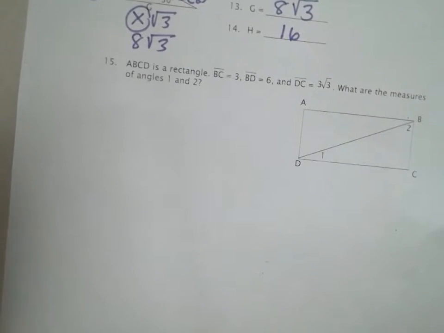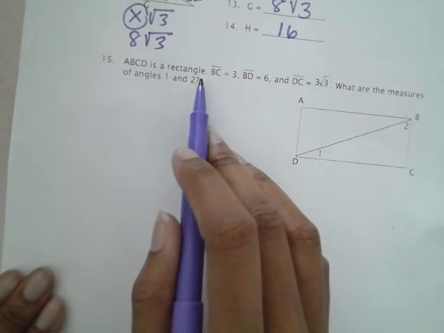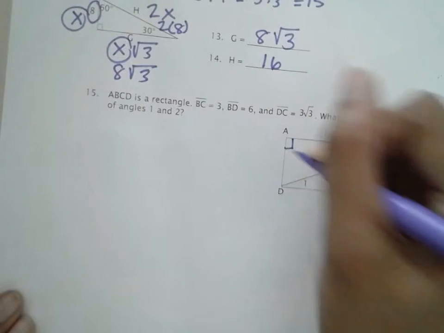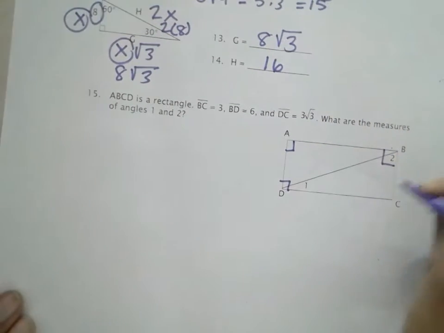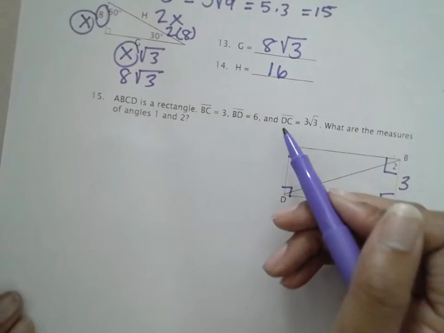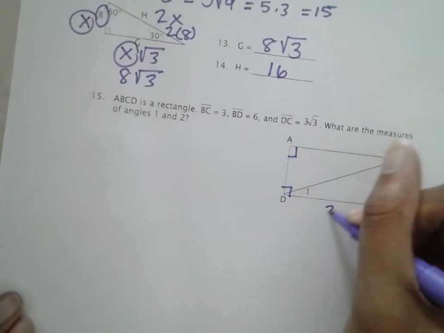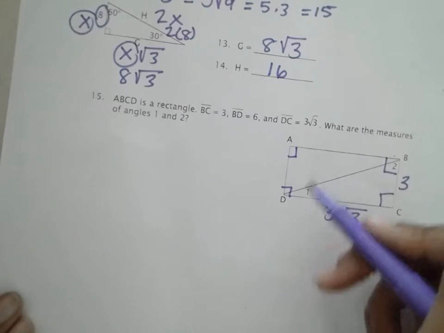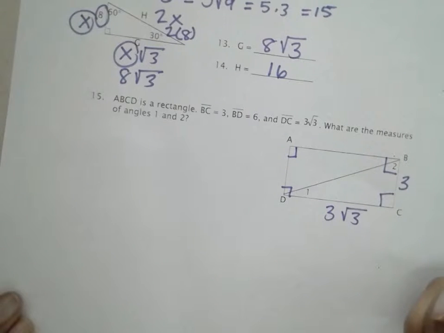All right, last problem. ABCD is a rectangle. So when you have a rectangle, all of these are right angles. BC is 3. DC is 3 square root of 3. What are the measures of angle 1 and 2?